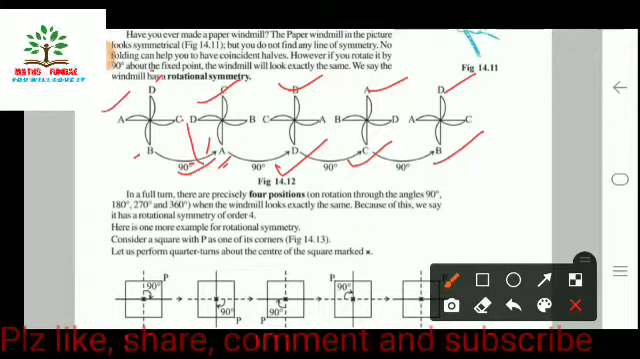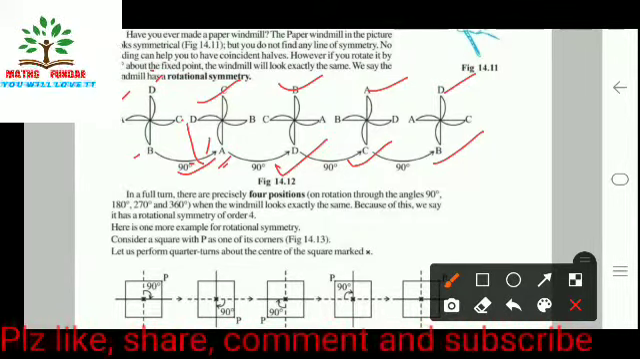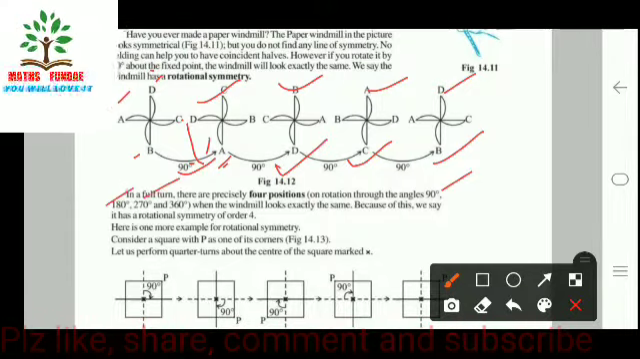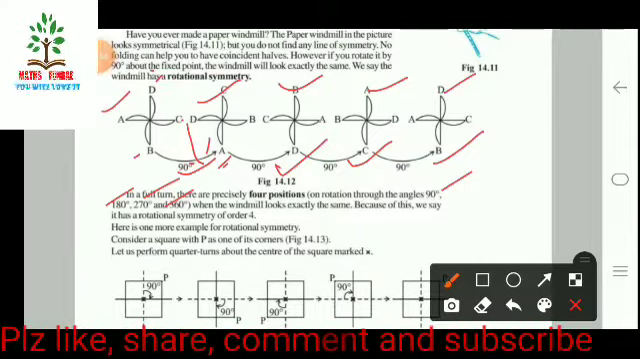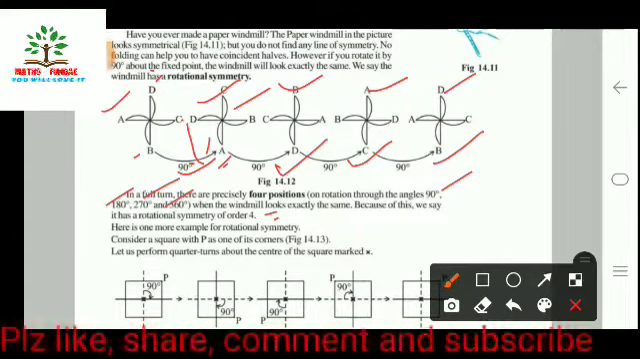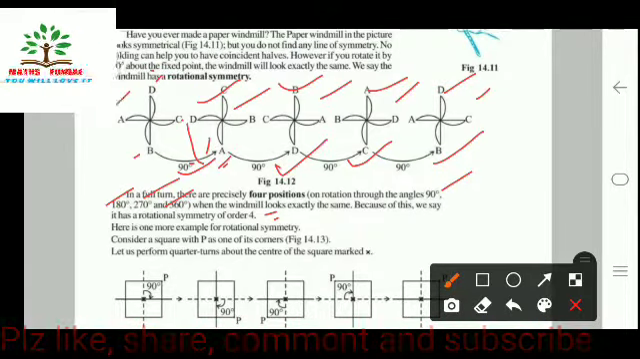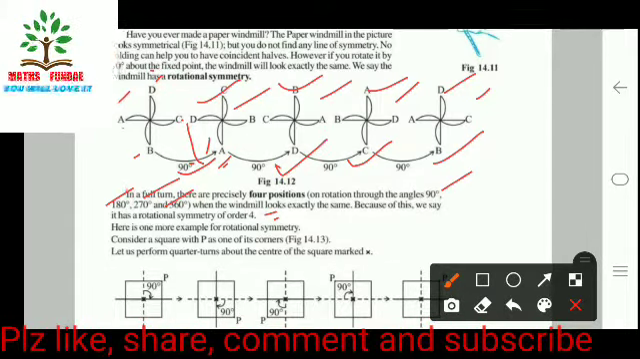So we can see here at 4 positions it is symmetrical. So that is at 90 degree, 180, 270 and 360 degree. So the windmill looks exactly the same because of this. It has a rotation symmetry of order 4. Order 4 because it means 1, 2, 3, 4. At 4 angles, its shape is symmetrical, so its order is 4.